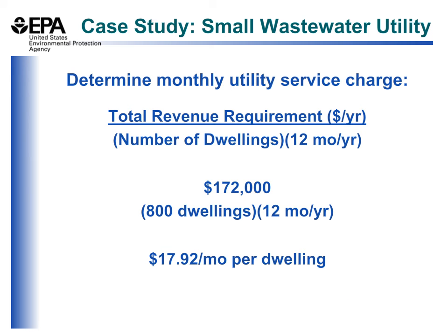In the case of this wastewater system, how do you determine the monthly service charge? You take the total revenue required, the $172,000 per year, divide that by the number of users or dwellings, the 800, and you convert from years to months. That would give you $17.92 per month, per user, to stay in the black and not lose money.